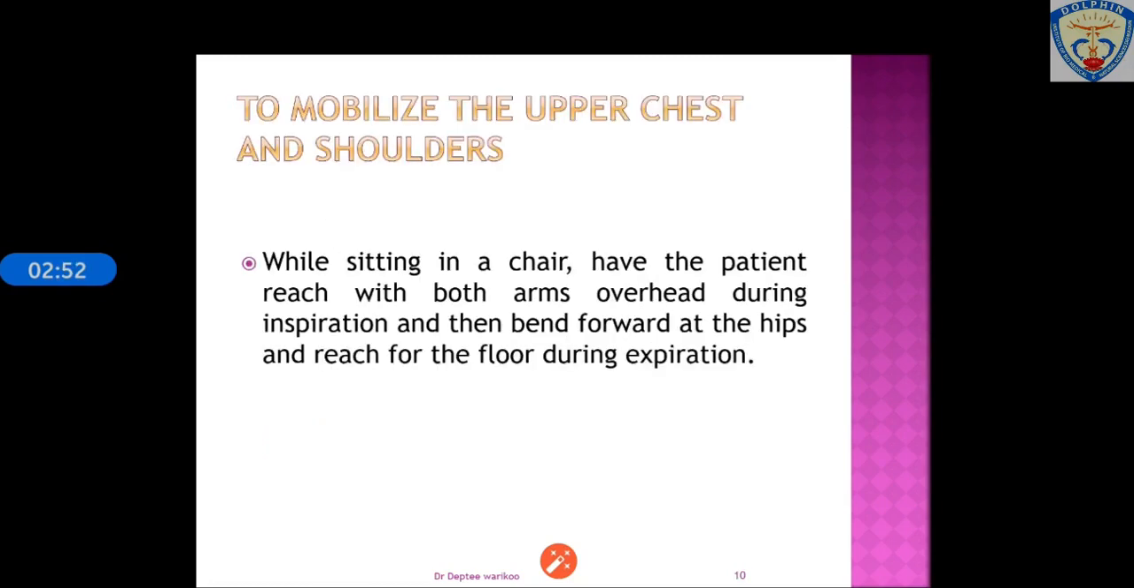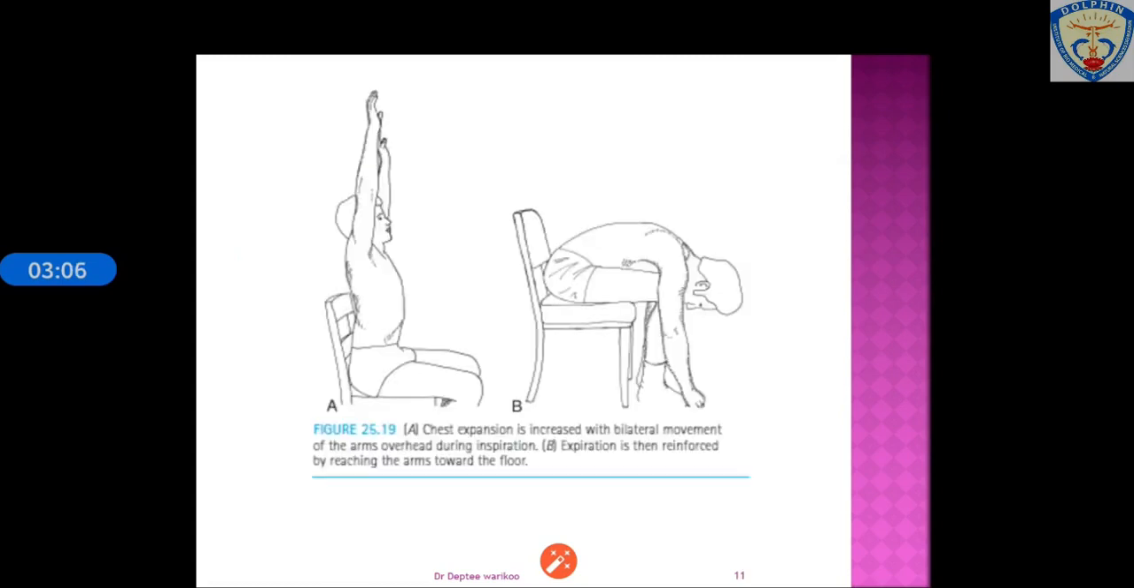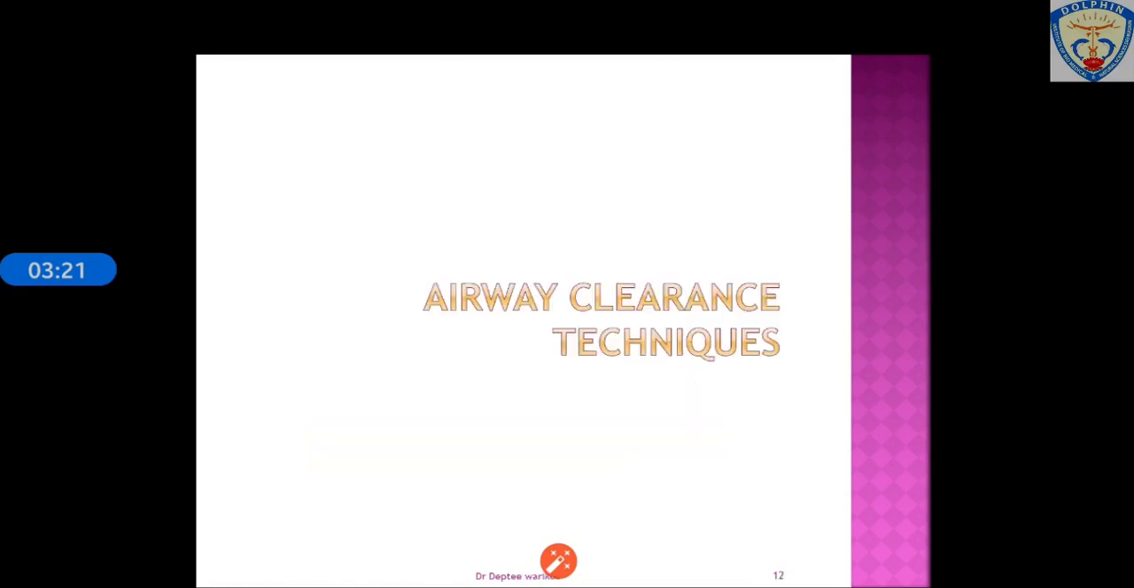Next, to mobilize the upper chest and shoulders, while sitting in a chair, have the patient reach with both arms overhead during inspiration and then bend forward at the hips and reach to the floor during expiration, like this. You can see the chest expansion is increased with bilateral movements of the arms overhead during inspiration, and expiration is reinforced by reaching the arms towards the floor. So these are the techniques for chest mobility.